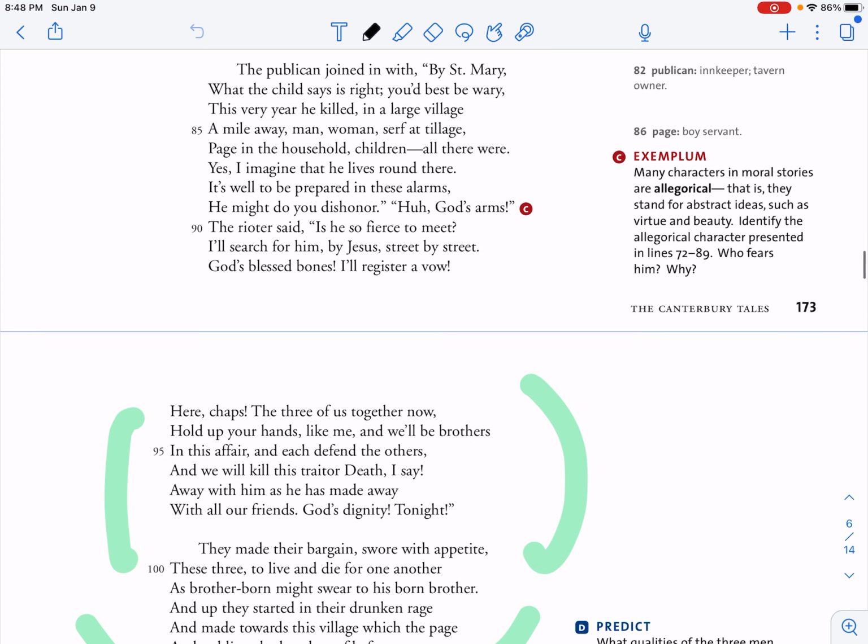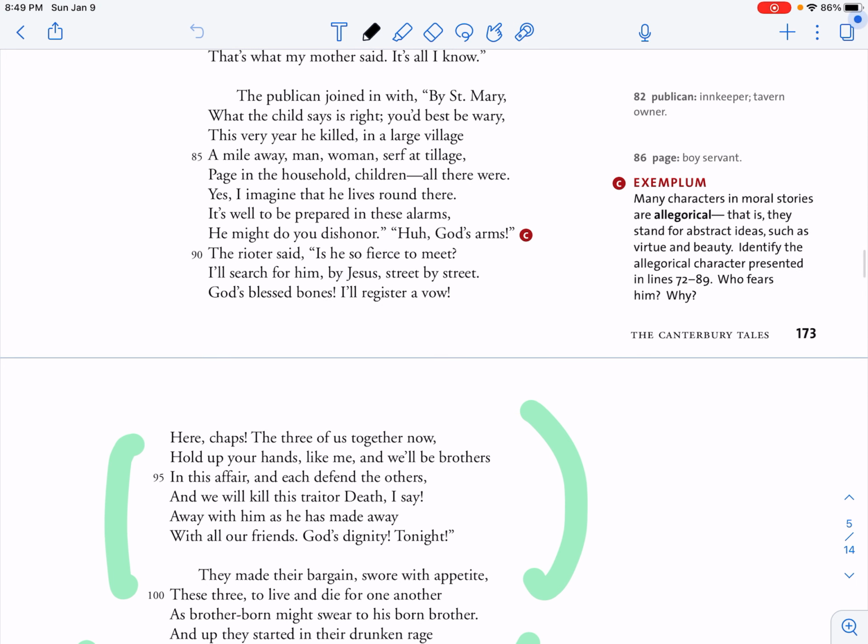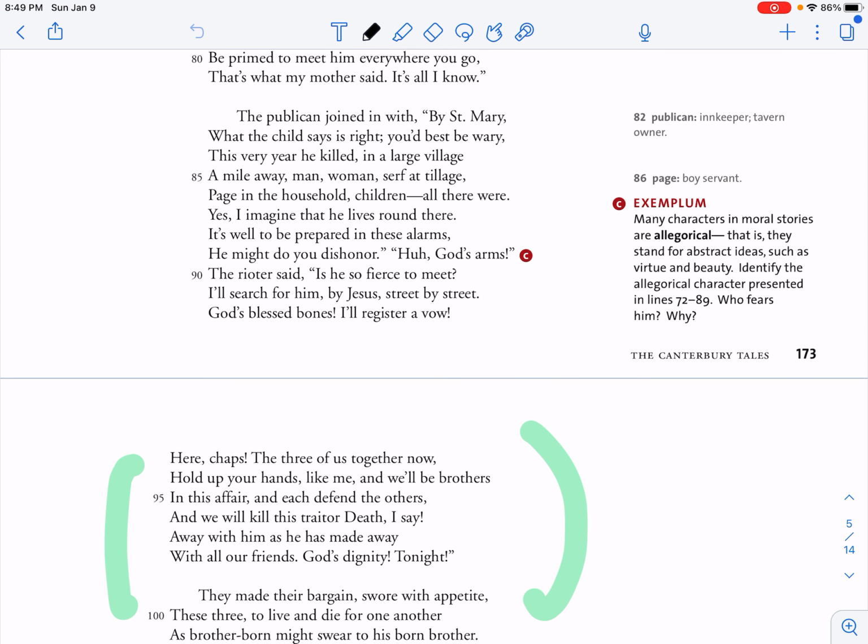Now, also, this story, as it says here on the right, I like this. It says, many characters in moral stories are allegorical. That is, they stand for abstract ideas such as virtue and beauty. Identify the allegorical character. So they get into this whole thing about allegory. And that's true. This is allegorical because certain characters represent certain things. And we'll discuss it later. See if you can pick it out as we go through.